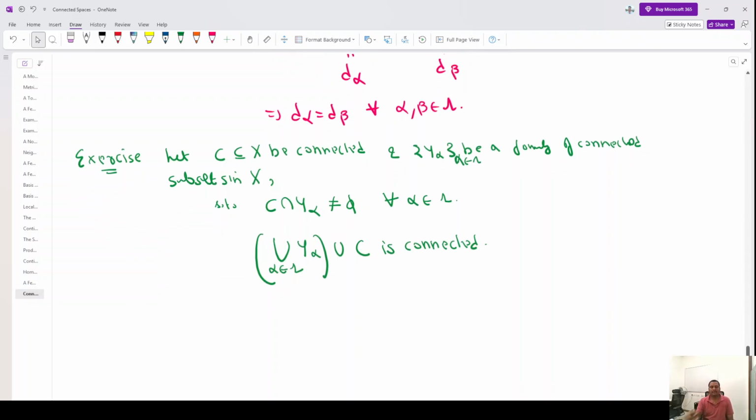Okay? This is a corollary. So I will give you a hint if you want. Define Z_alpha to be C union Y_alpha. That's all. And this is a corollary of the above. And this is very important because we are going to use it.